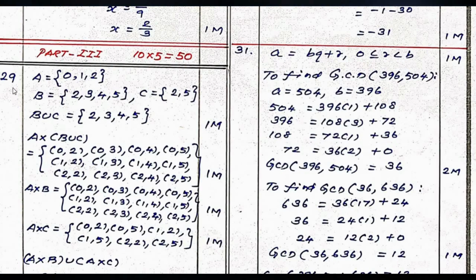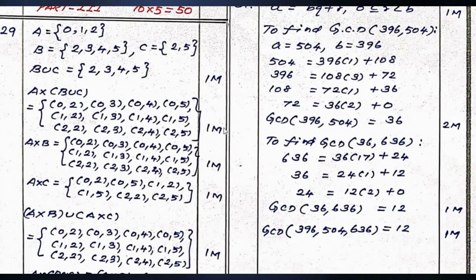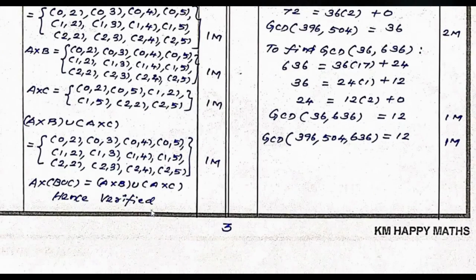Okay, 29th one. Let A and B be two given sets. They are in set builder form. We write them in tabular form or roster form for set A and set B. Already C is given in the tabular form. One mark for each stage.